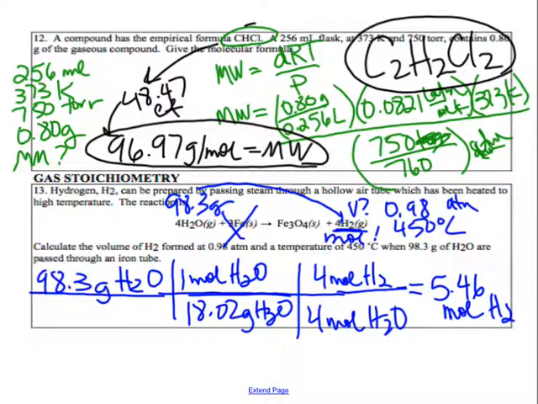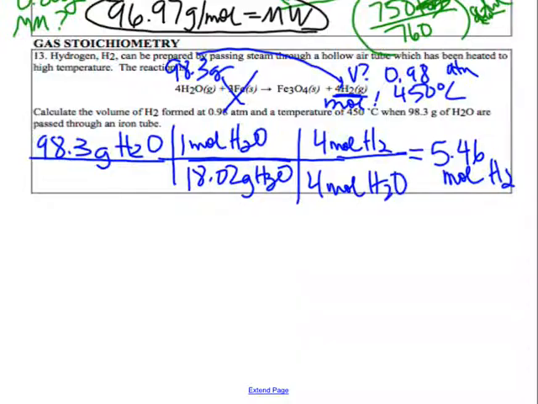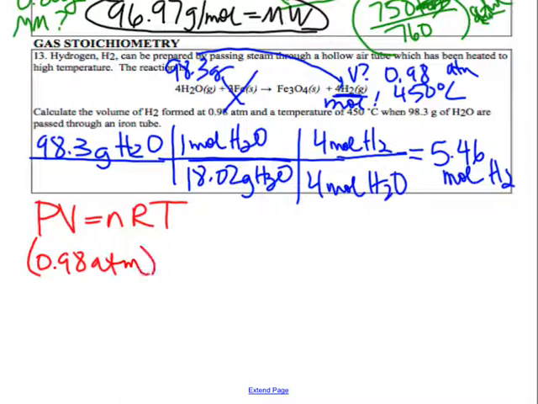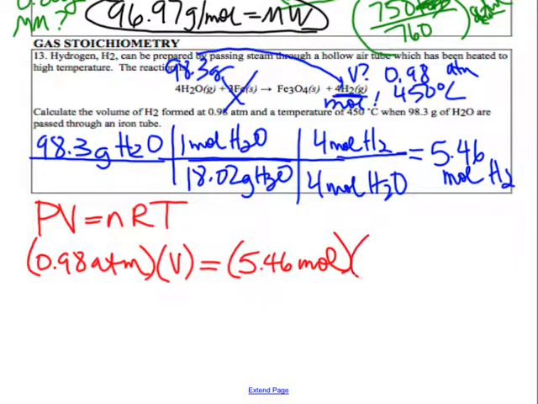All right. So now I have moles of H2. What do I do next? Plug it into PV equals nRT to find volume. So my pressure they gave me was 0.98 atm. The volume they gave me, they didn't. I'm looking for it. I have 5.46 moles. My R is 0.0821 L·atm/mol·K.